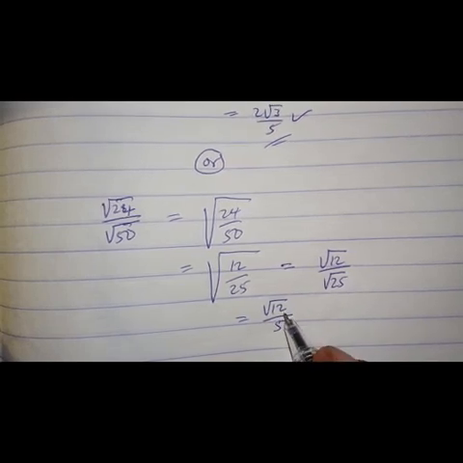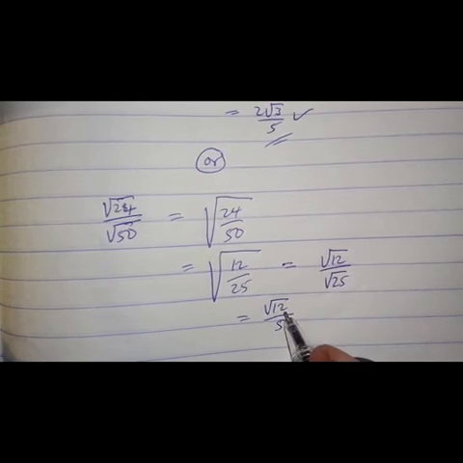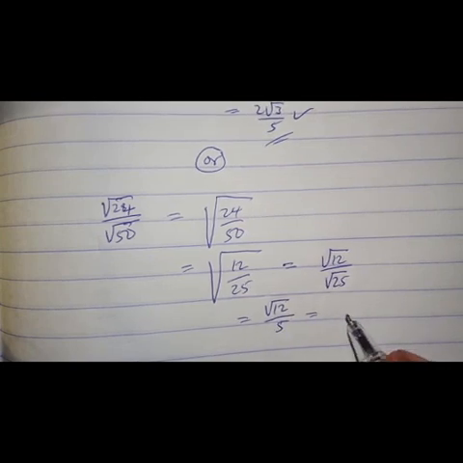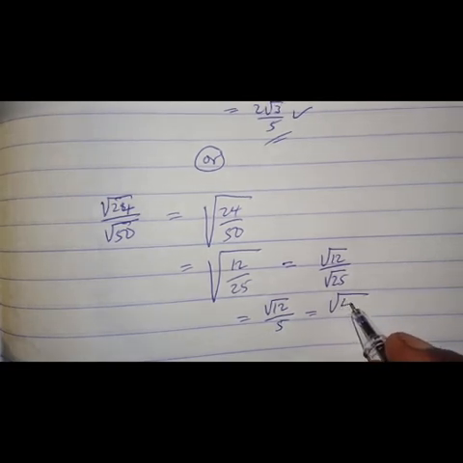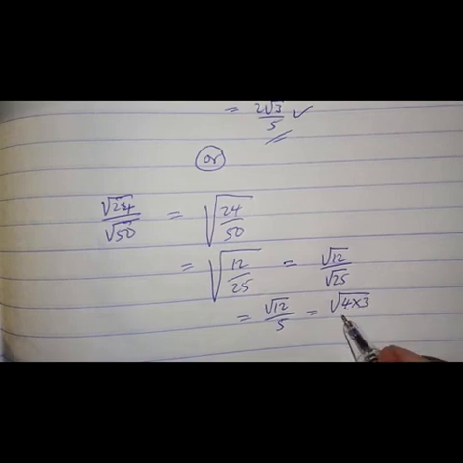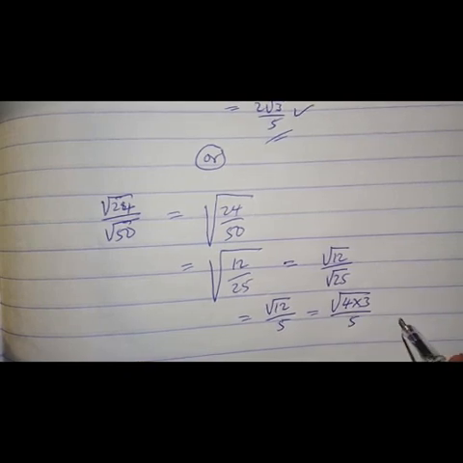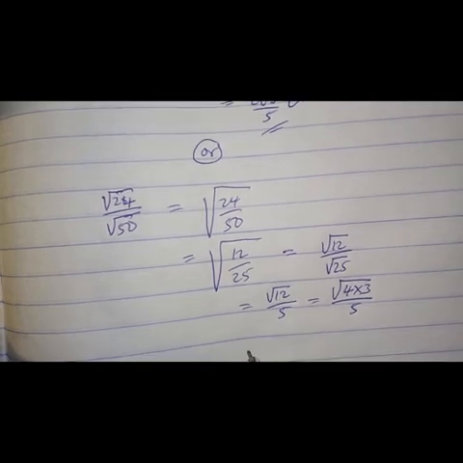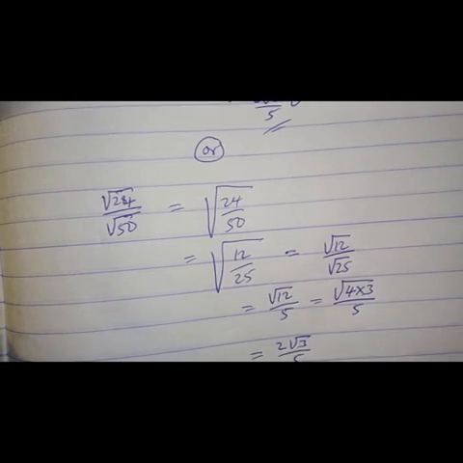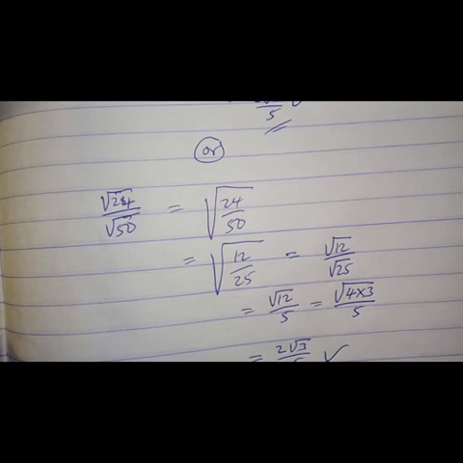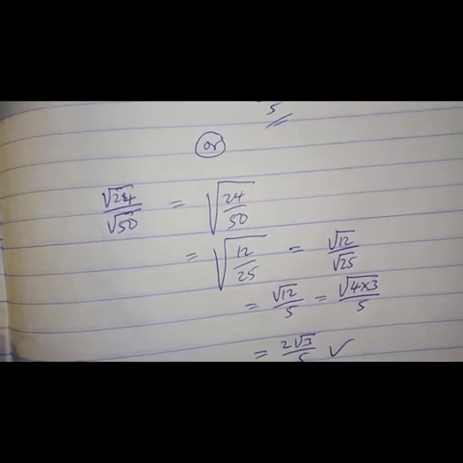But 12 has not been simplified because there is a perfect square in 12 that can actually be extracted. 4 is a perfect square that can divide 12. So root 12 can be replaced with root 4 times 3 all over 5, where root 4 is 2. So I have 2 root 3 all over 5. You see, we have the same answer, and this is shorter than the previous one. So we can as well take this option.